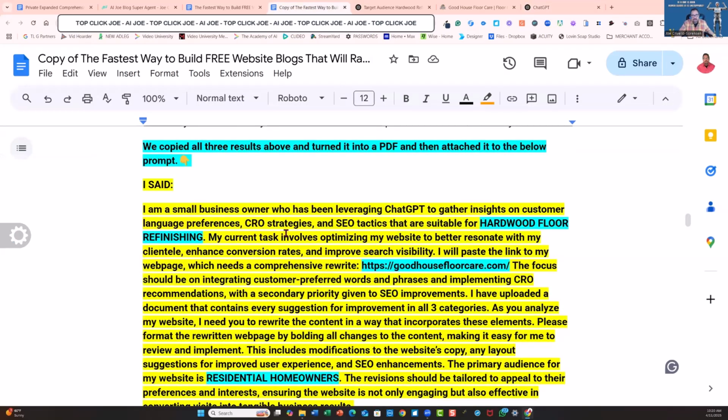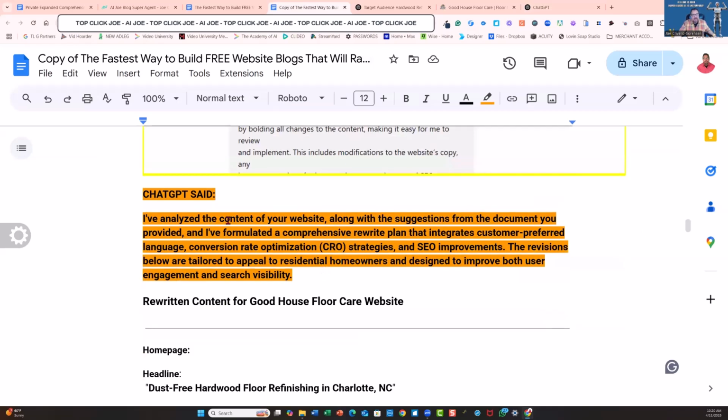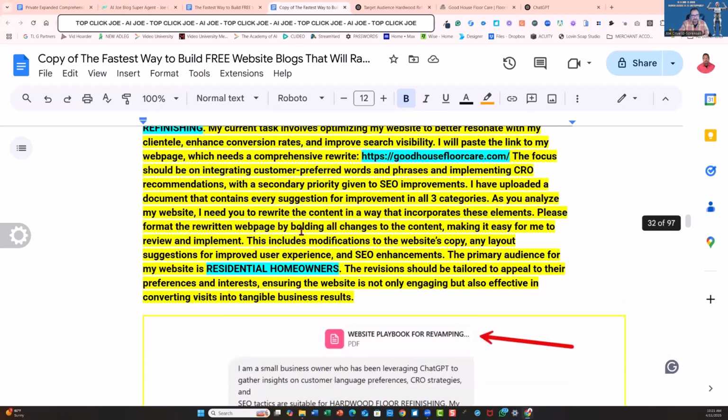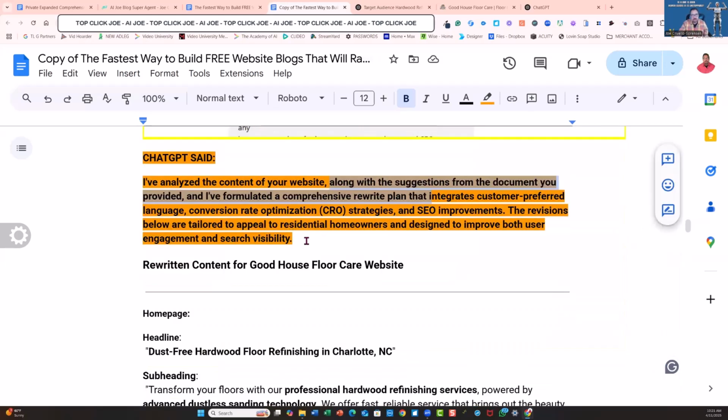So now what happened, because I added the PDF down here, I got this. I've analyzed the content of your website along with the suggestions from the document you provided, and I've formulated a comprehensive rewrite plan. So now it read all of that stuff, even though it has it all above. I put it in one place and I'm giving it a command. Look at this and do this. So all you have to do is copy the yellow and put your own information in. Simple as that. There's no work for you.